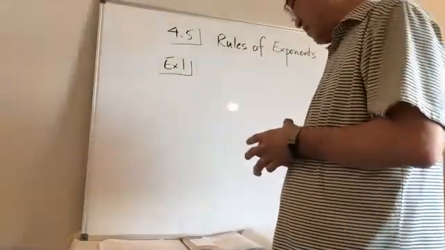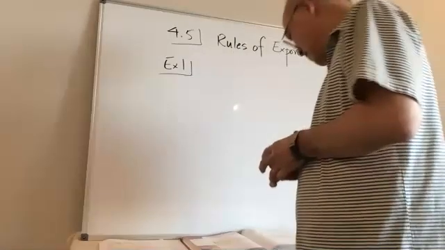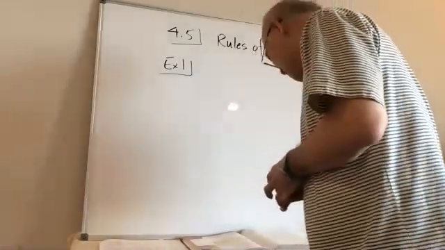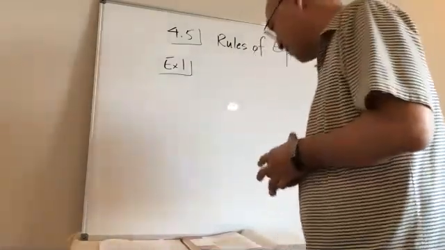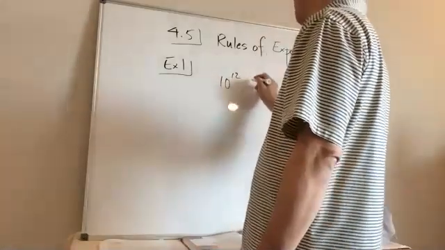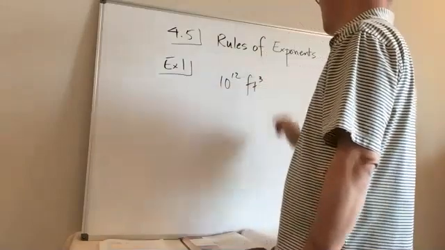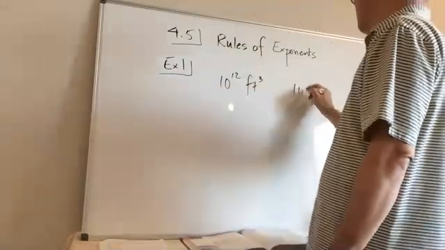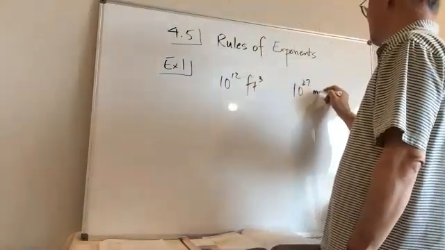All right, Lake Powell, the reservoir behind the Glen Canyon Dam in Arizona, can hold about 10 to the 12th cubic feet of water when full, or about 10 to the 27th water molecules in 1 cubic foot of water. About how many water molecules can the reservoir hold?